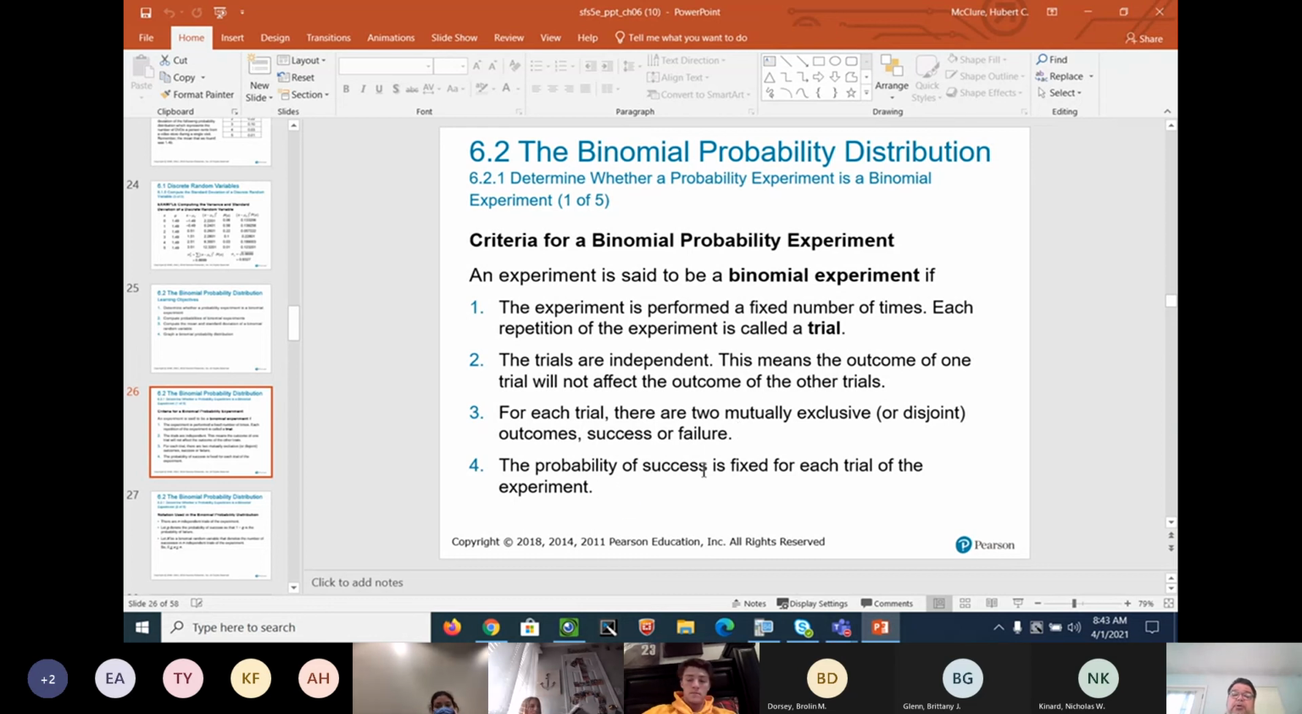4, the probability of success is fixed for each trial of the experiment. In other words, heads or tails, you're not going to get some third answer from heads or tails. You're going to get heads or tails, or you're going to get 6 or not 6. There's not going to be anything come up and say, oh, well, the coin landed on its edge. That's not going to happen. All right.